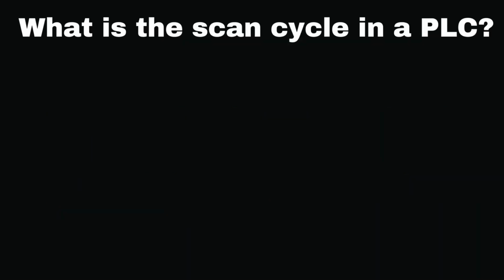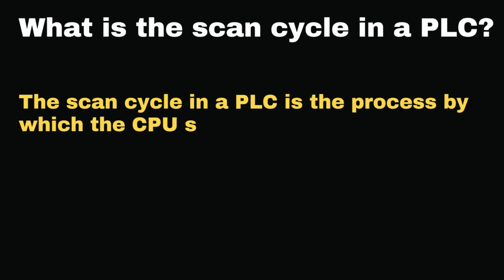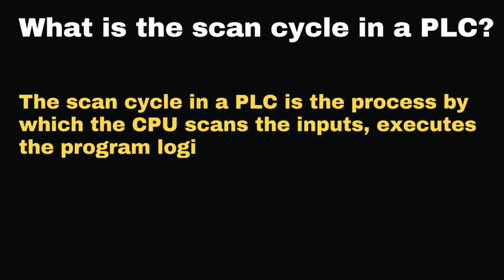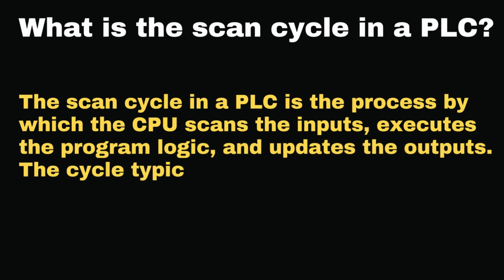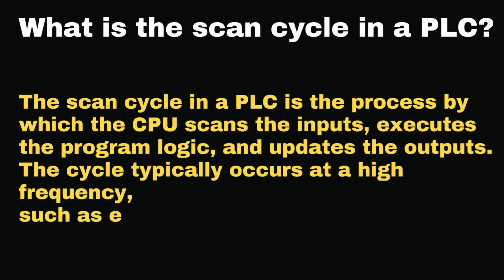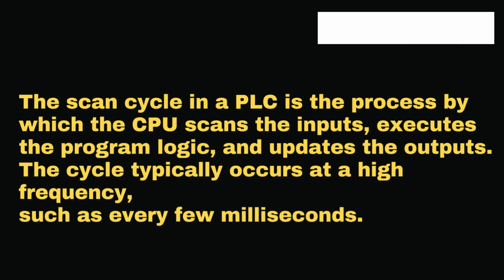What is the scan cycle in a PLC? The scan cycle in a PLC is the process by which the CPU scans the inputs, executes the program logic, and updates the outputs. The cycle typically occurs at a high frequency, such as every few milliseconds.